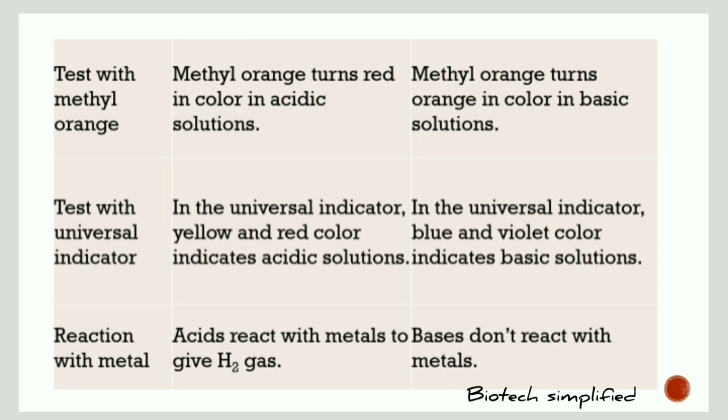Now let us discuss the reaction with metals. Acids react with metals to give hydrogen gas, whereas bases do not react with metals. So these are the 15 differentiations between an acid and a base.